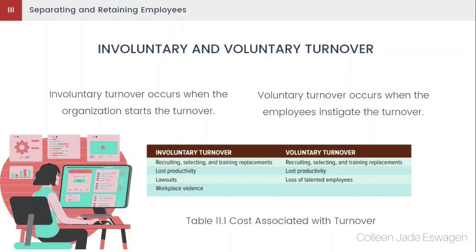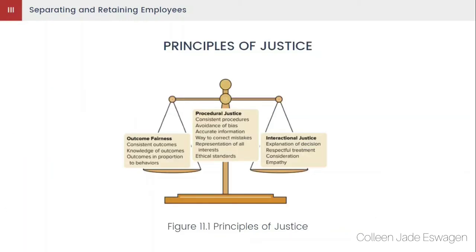In the table of costs associated with turnover, it is noticeable that the cost of turnover is high for both types. It is expensive to hire new staff, and it takes time for them to become accustomed to their roles and develop collaborative skills. Next is the principles of justice, which focuses on how employees perceive how the organization behaves and how this behavior relates to how employees behave and feel about the company. This consists of three main forms: the outcome, procedural, and the interactional.